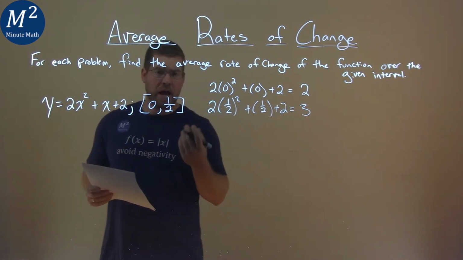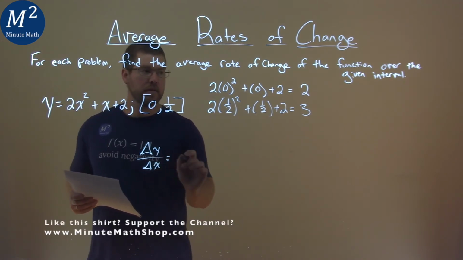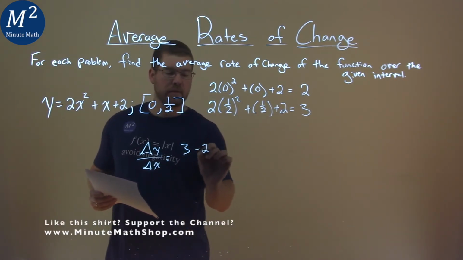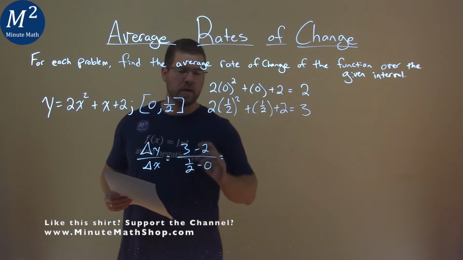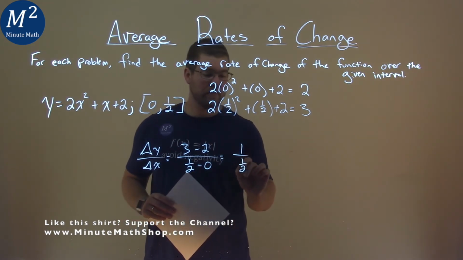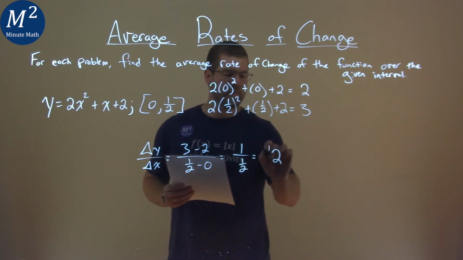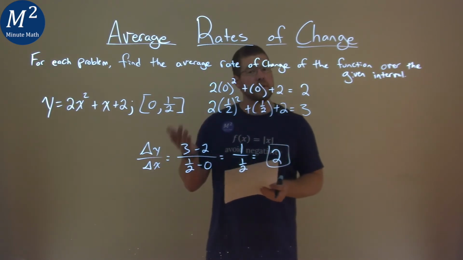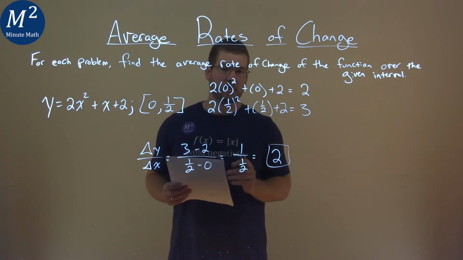Let's go find our average rate of change, our delta y over our delta x. The change in y, 3 minus 2, over our change of x, 1/2 minus 0. 3 minus 2 is a 1, 1/2 minus 0 is a 1/2. 1 divided by 1/2 is a 2. And so our average rate of change over the interval from 0 to 1/2 is 2.